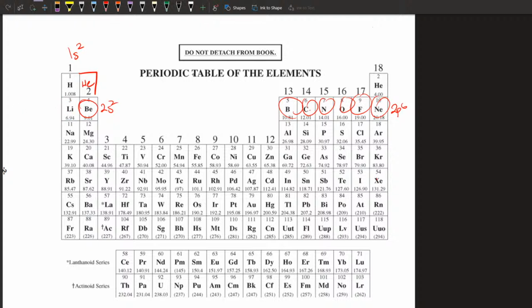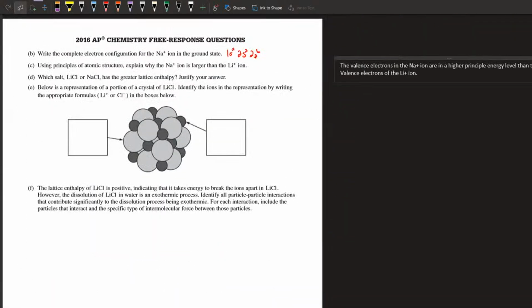So if we were to draw the Li plus model, it would be something like this. Let's say this is the nucleus, this is the electron cloud. So this would be Li, and Na would be something like this. Na plus, sorry, I should have written that. Yeah, it would be something like that. All right, next question.